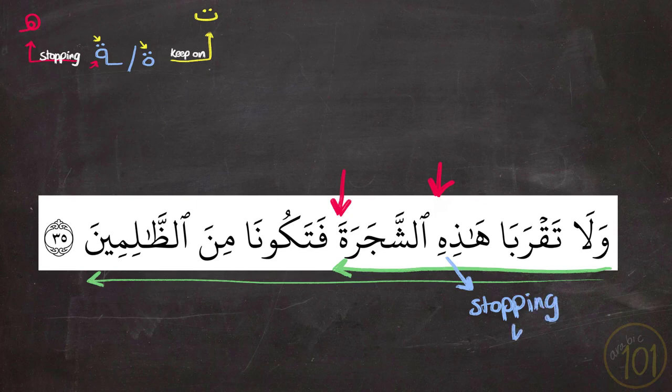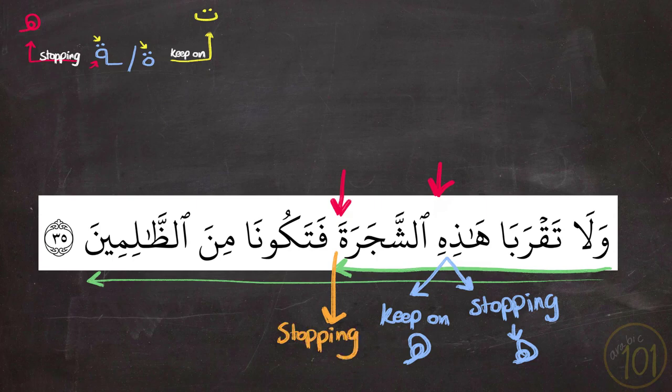As you have heard, when I stopped at the word هذه, I pronounced the ha at the end of the word as ha, and I said هذه. And when I kept on reading, I pronounced it still as ha and said هذه الشجرة. But when it comes to the word الشجرة, it ended with ta مربوطة, so when I stopped at it, I said الشجرة. But when I kept on reading, I said الشجرة فتكون. I pronounced it as ta.